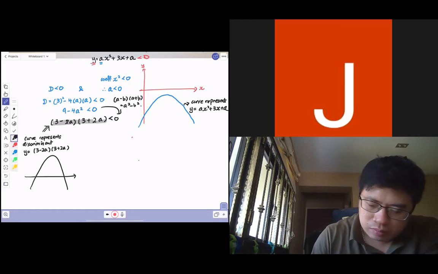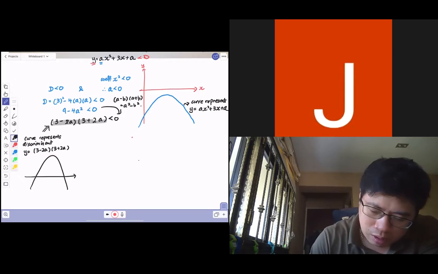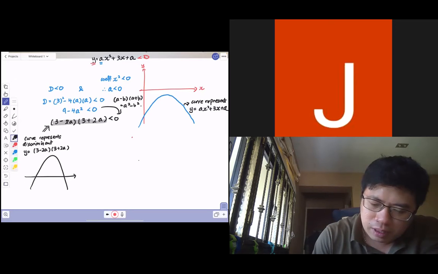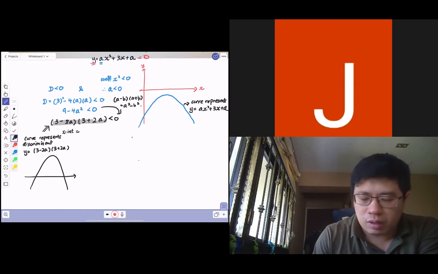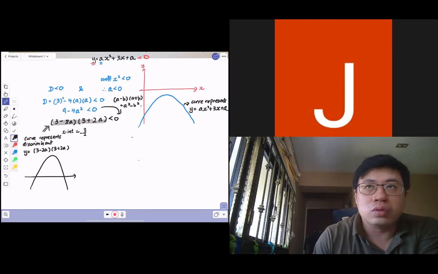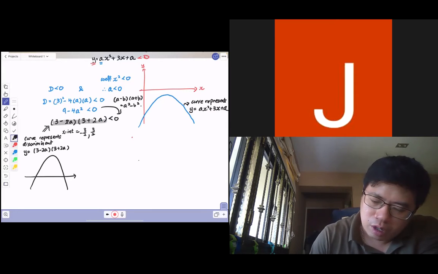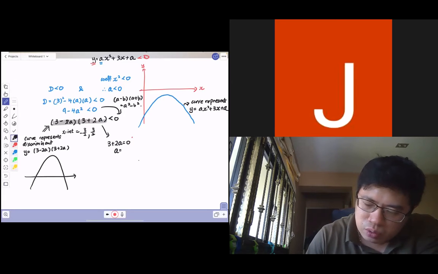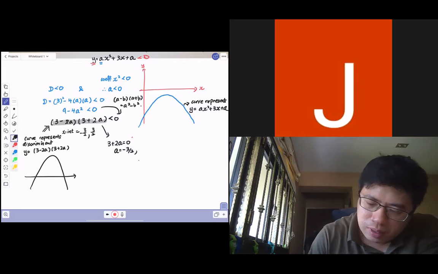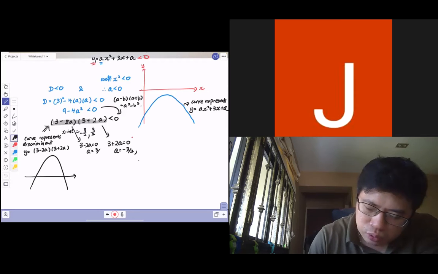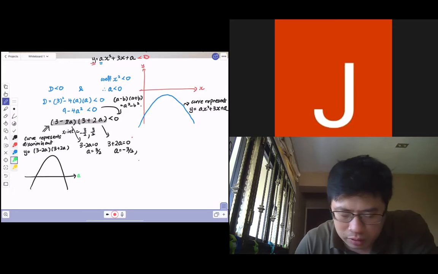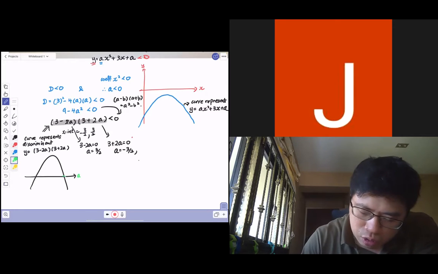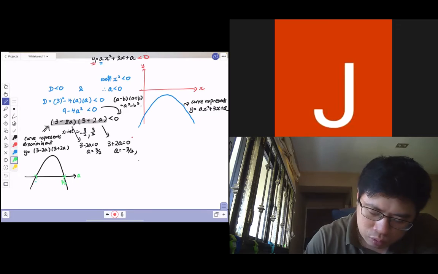From here, you know that the x-intercepts will be equal to negative 3 over 2 and also 3 over 2. Because if you put, for example, 3 plus 2a equals 0, you know that a is equal to negative 3 over 2. Similarly, if 3 minus 2a equals 0, then a is equal to 3 over 2. So this is like the a-axis, which is the horizontal axis. Then 3 over 2 will be here, negative 3 over 2 will be here.